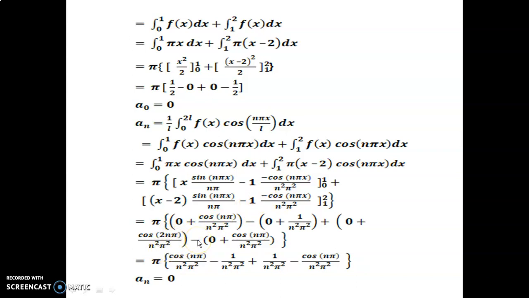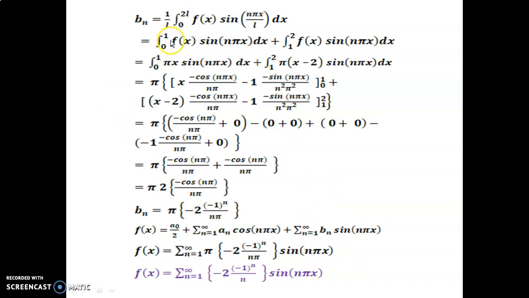Now minus lower limit, x equal to 1, so sin n pi is 0, plus cos n pi divided by n square pi square. So first term is cos n pi upon n square pi square, minus 1 upon n square pi square, plus cos 2n pi is 1, so 1 upon n square pi square. Here lower limit minus present, so minus plus becomes minus cos n pi upon n square pi square. All these terms will get cancelled. Thus we get an equal to 0.